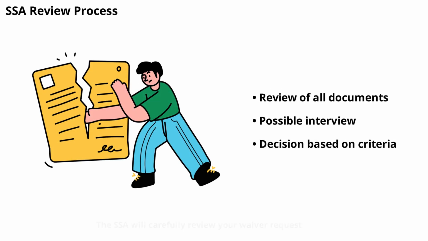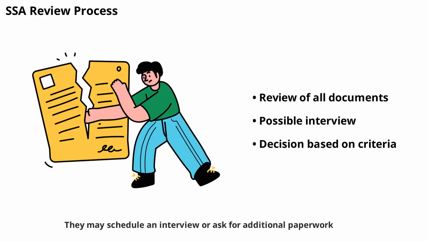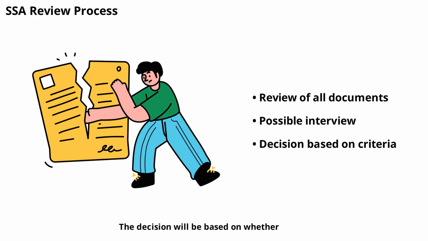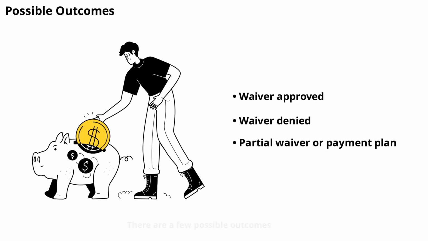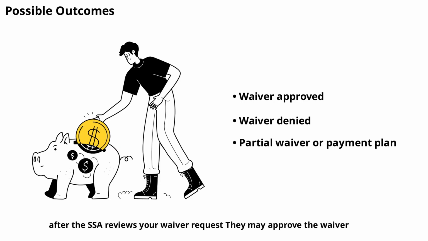The SSA will carefully review your waiver request, looking at your financial documents, your explanation, and any other evidence you provided. They may schedule an interview or ask for additional paperwork. The decision will be based on whether you meet the criteria for a waiver, so make sure your application is as complete as possible. There are a few possible outcomes after the SSA reviews your waiver request.